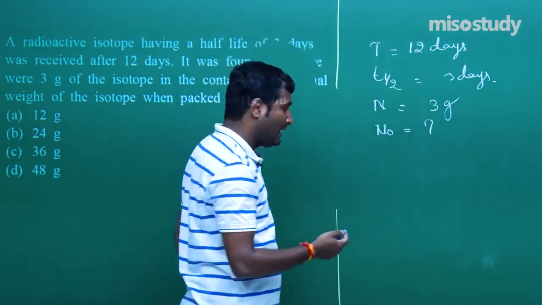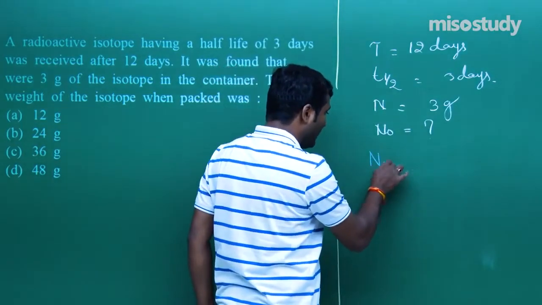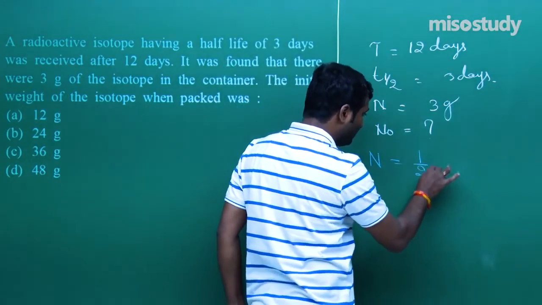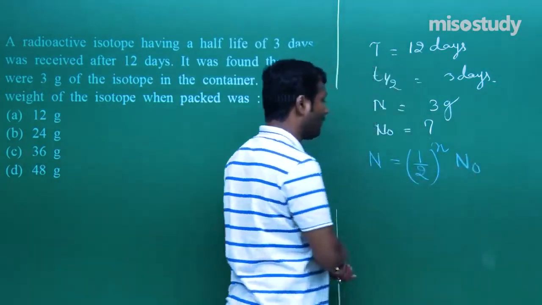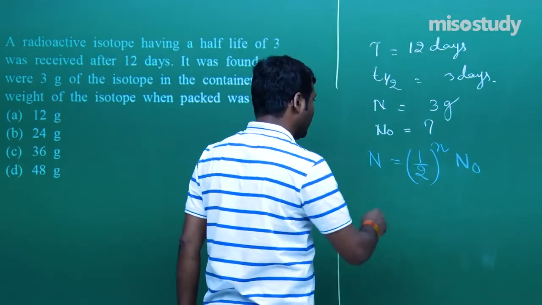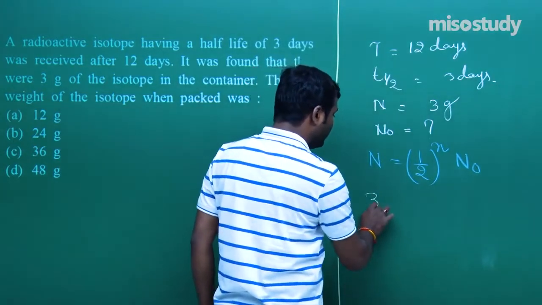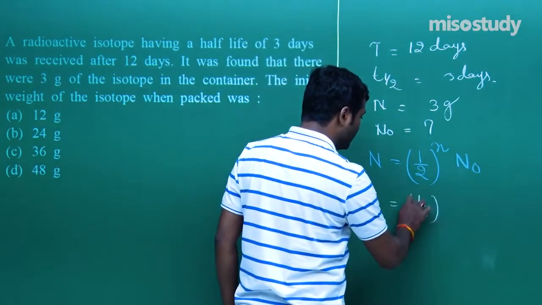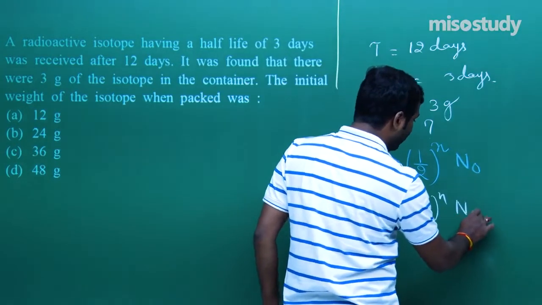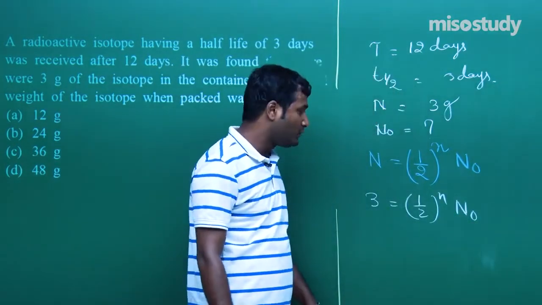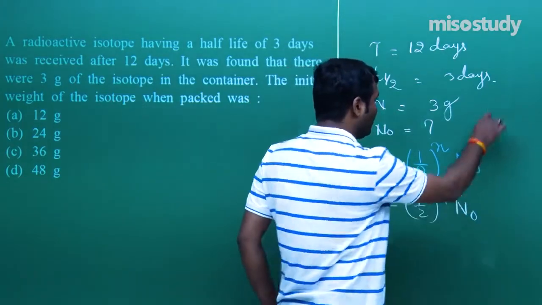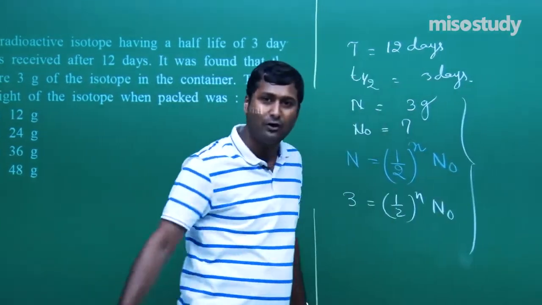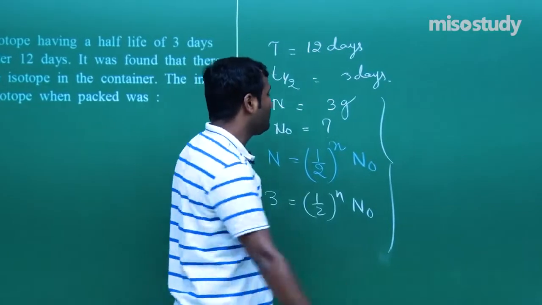Then tell me the relation. As we know, N is equal to 1 by 2 to the power n into N naught. Am I right? Yes, sir. So put their value 3, 1 by 2 to the power n into N naught. Now the question here, we do not know the value of n. And now how to find the value of n?